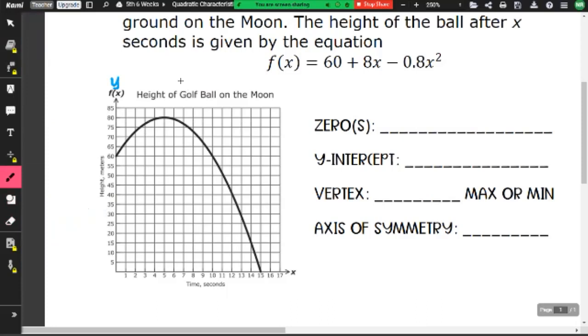Zeros. Let's go ahead and start finding these characteristics. Zeros is another word for your x-intercept. Now, once again, I can have no x-intercepts, I can have one x-intercept, or I could have two. How many do I have in this graph? I only have one, and where is that? It's at the 15, but the point or the coordinate, the ordered pair is what? 15, 0. Okay.